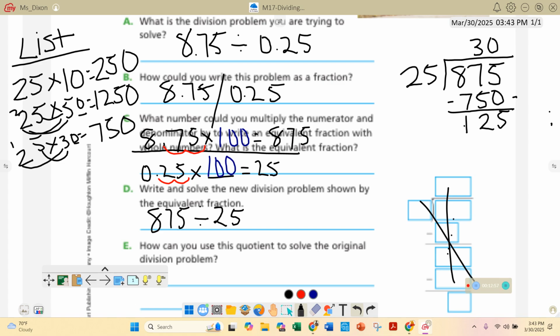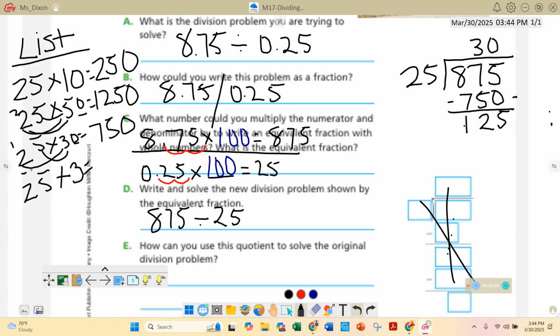All right, can we take out another 30 groups? When we took out 30 groups, we subtracted 750. Can we subtract 750 from 125? Nope, not and get a positive answer, so that won't work. All right, so we got to go lower. Could we take out 10 groups? If we took out 10 groups, we would be subtracting 250. We can't subtract 250 from 125, so we have to go even smaller. What would you like to add to our list? How about 3? Okay, so 25 times 3.